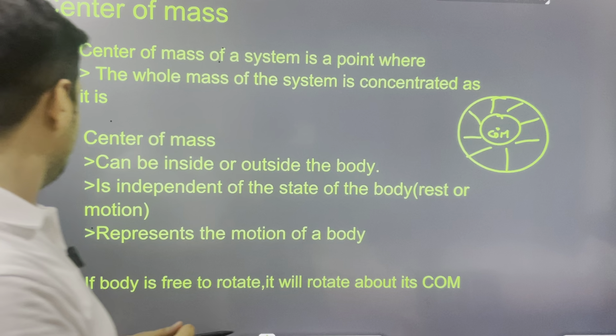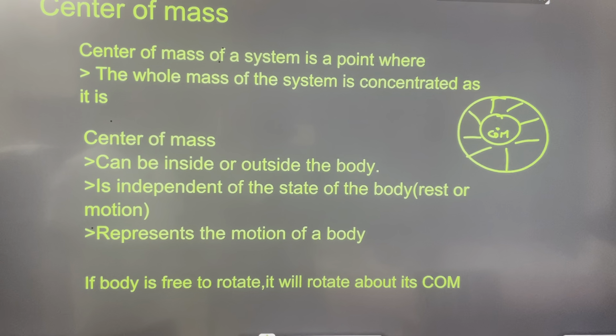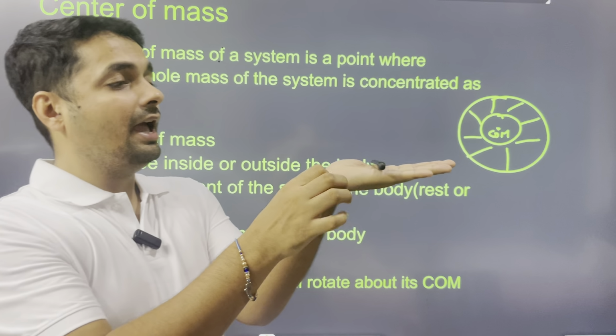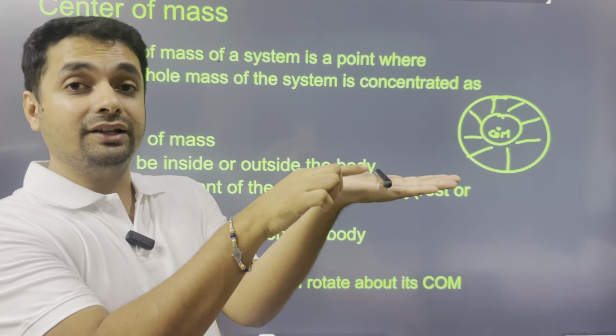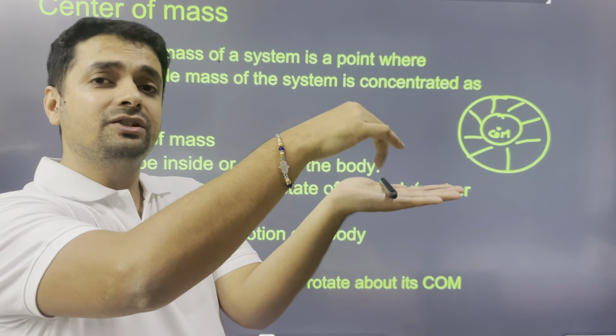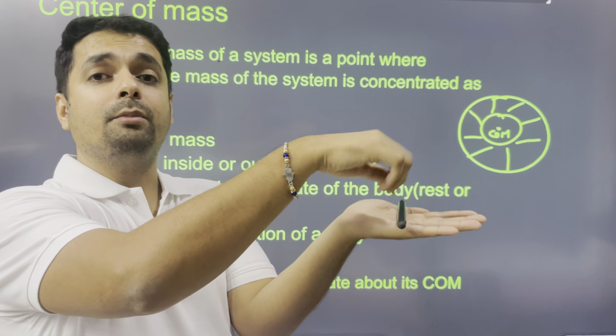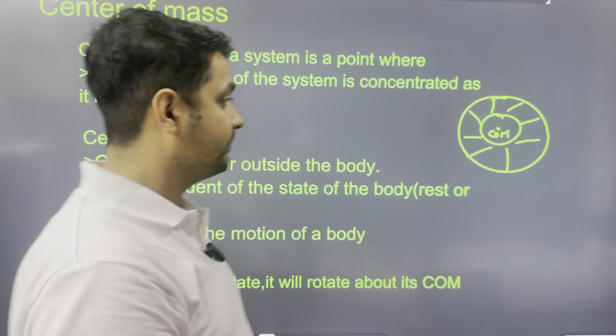Clear? The next one is, if a body is free to rotate, it will rotate about its center of mass. As I told you, for example, this pen is here and I am applying a force other than at the center of mass, then what will happen? If it is free to rotate, for example not fixed anywhere, then definitely it will rotate about its center of mass.